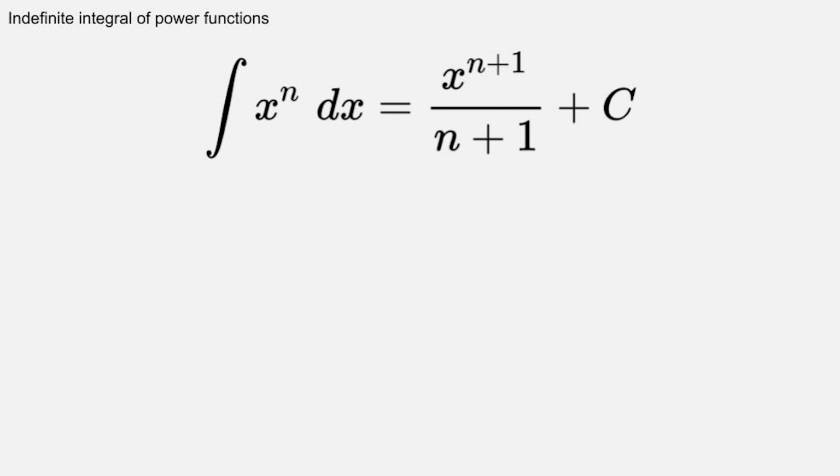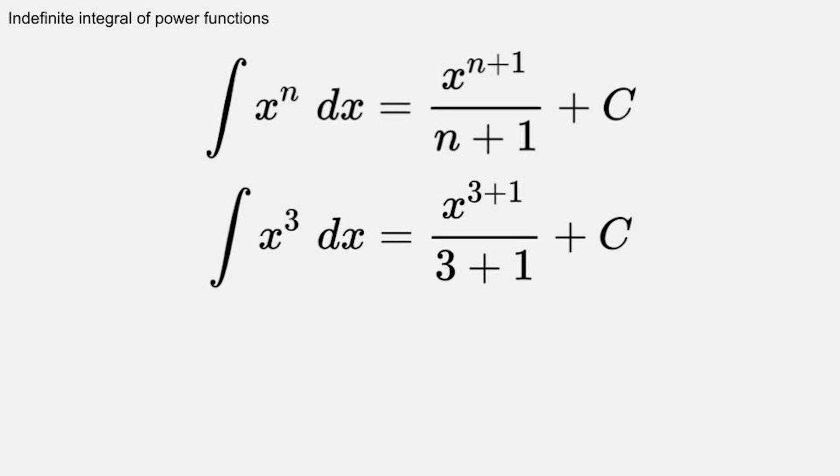If I took the derivative of x to the n plus 1 divided by n plus 1, I would move the n plus 1 down in front, and I would be left with an x to the n, and the n plus 1 being multiplied would cancel out with the division of n plus 1, and I get left with x to the n. As an example, the indefinite integral of x cubed dx, I'm going to add 1 to the power, which is x to the power of 3 plus 1, and then I'm going to divide by that 3 plus 1.